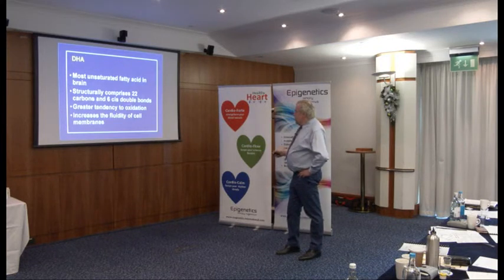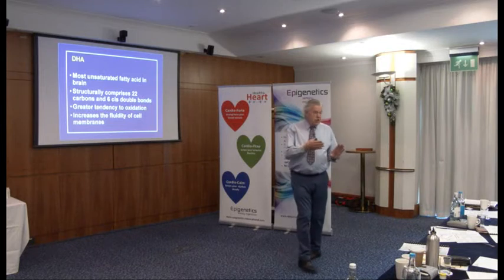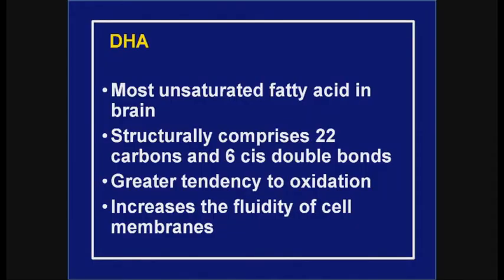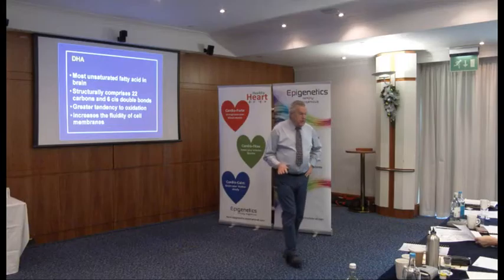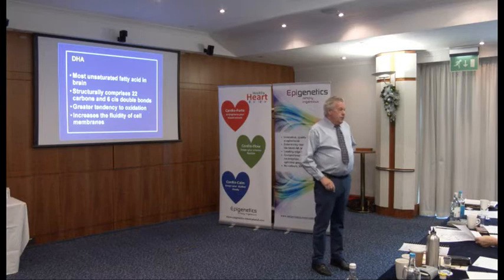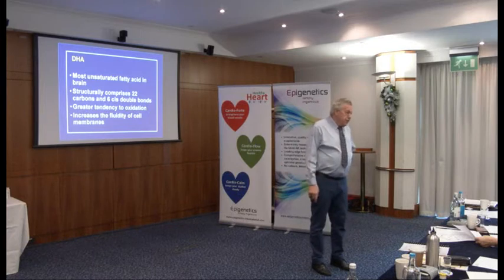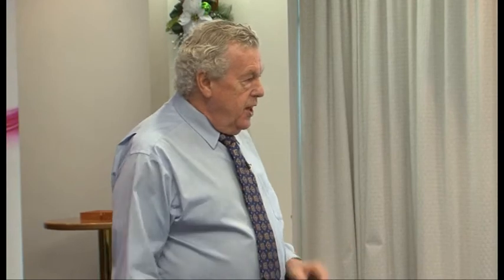It's structurally comprised of 22 carbons, so it's very long, but the important thing here is it's got 6 double bonds, so potentially it can become very oxidized very easily. It increases the fluidity because it has a very low melting point. DHA has a melting point of minus 15 degrees, so it will not quite freeze in the freezer, which is usually about minus 17. About minus 15 is enough to keep any fish nice and flexible in the bottom of the North Sea, whereas EPA is about minus 13, so it's not quite as flexible.